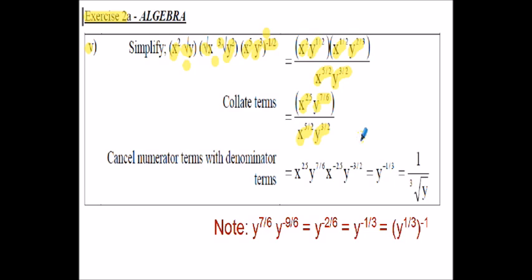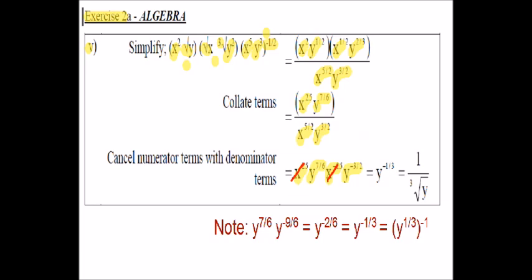What I've done on the next line is actually bring the bottom line to the top. So what I've actually written is x to 2.5 times y to the 7 upon 6, and then multiplied by x to the minus 2.5, and then multiplied by y to the minus 3 upon 2. Now just looking at the x's, you can see they cancel because you've got x to the 2.5 here and x to the minus 2.5 here. So the first law of indices means they cancel.